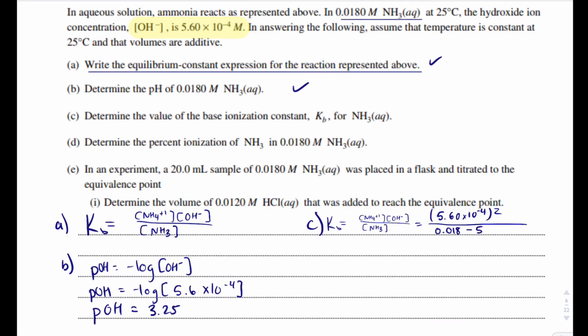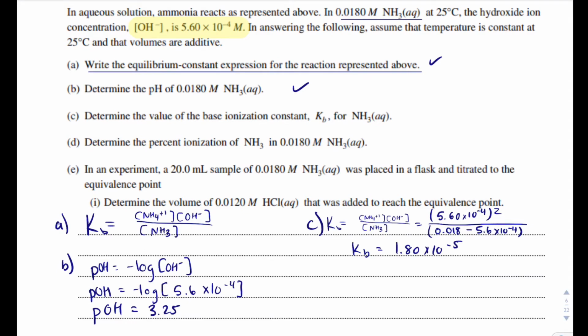I'm going to subtract 5.6 times 10 to the minus 4. And that's how I'll get Kb. Kb, when I do that, would be 1.80 times 10 to the minus 5.